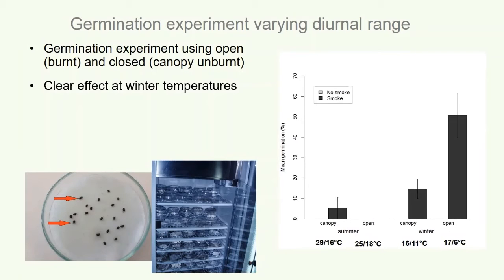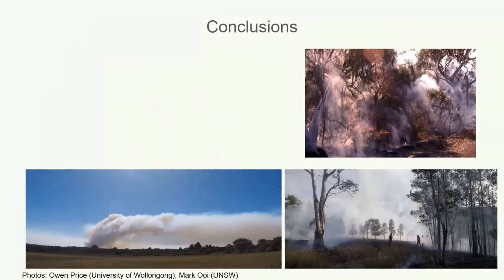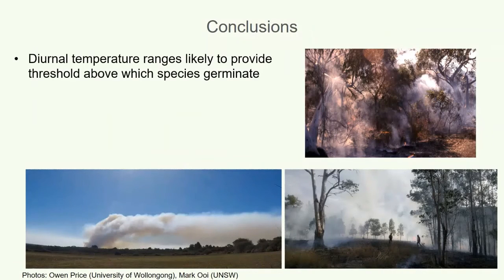Firstly, germinating mainly at winter temperatures, but also 3 times less germination in temperatures produced under canopy compared to those open temperatures where the canopy had been removed by fire. So pretty clearly we can see that it's the diurnal temperature ranges that are helping to control that suicidal germination into unburnt areas, even though the smoke cue is present.